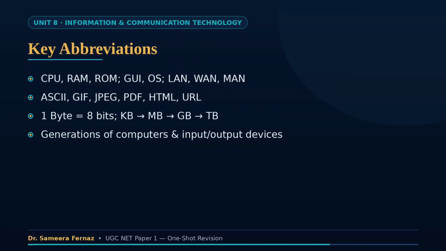Next is key abbreviations. Just remember the common short forms: CPU, RAM and ROM. Networks: LAN, WAN, and MAN. File types: JPEG, PDF, and HTML. And one key fact: 1 byte equals 8 bits, and memory grows from KB to MB to GB to TB.